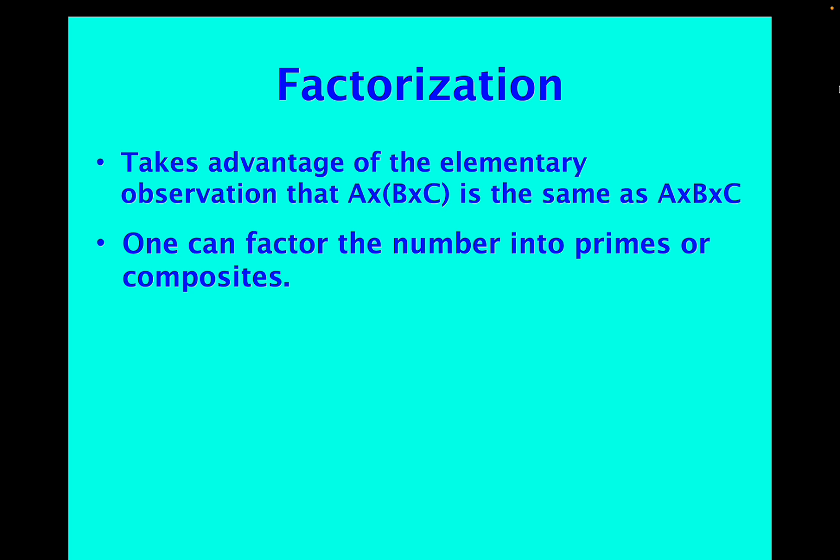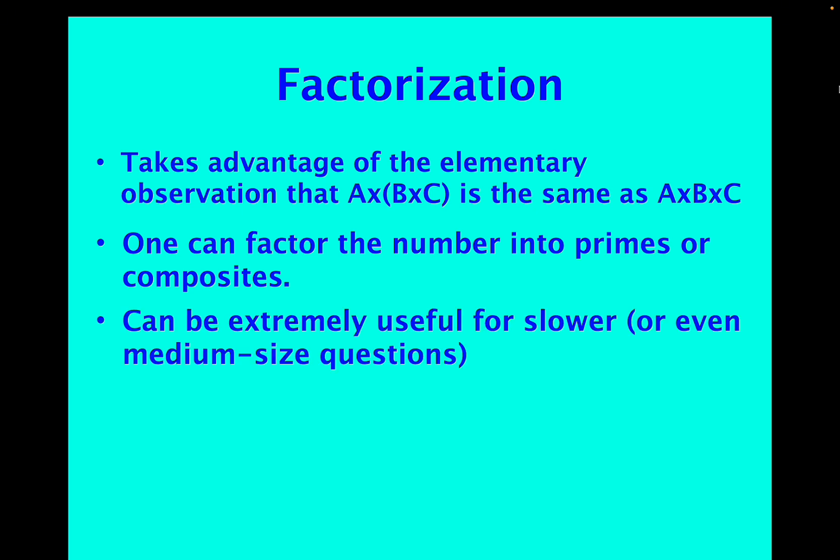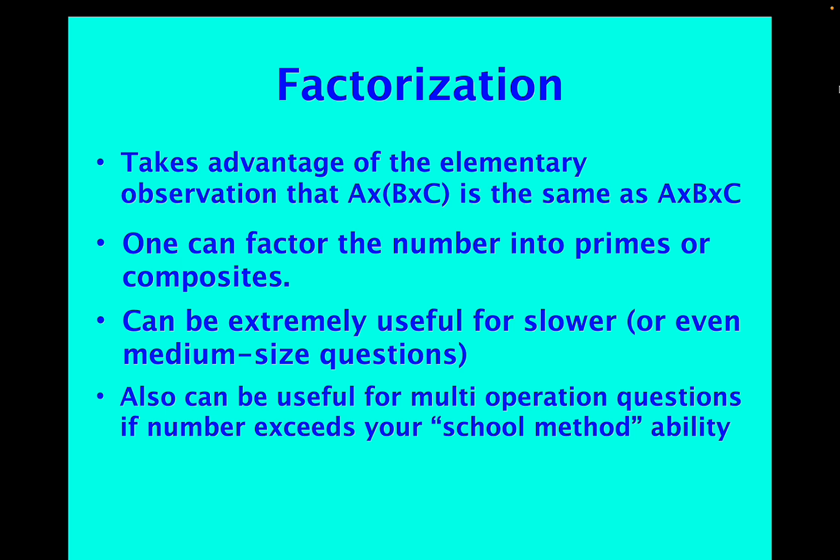For example, the number 50, if you're doing it naturally, could be broken into 5 and 10. You could break up 75 into 5 and 15, or 5 and 5 and 3. Those are primes, but whatever makes it easiest to work with. This can be extremely useful for medium-sized questions, or for doing questions when maybe you don't need to do it rapidly. It's also extremely useful for multi-operation questions when you're struggling with the visualization component.